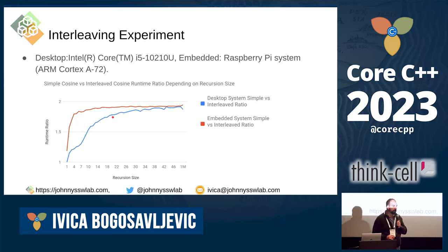So you see that this dependency chain of cosine is about, let's say, 20 or 30 instructions. If the dependency chain is not long enough, the CPUs don't have problems. But as the dependency chain becomes longer and longer, the CPUs start to struggle. There is less and less available ILP, and that makes this slower, and that makes the interleaved version faster.